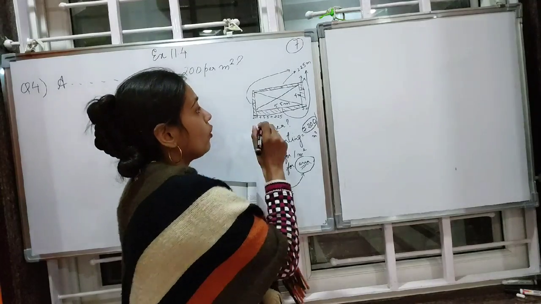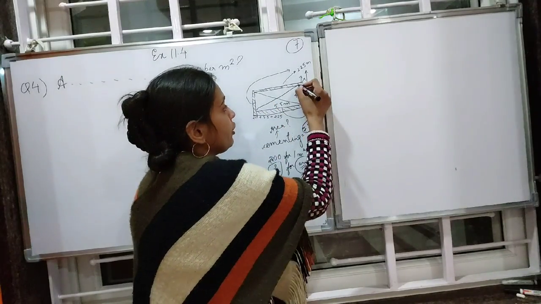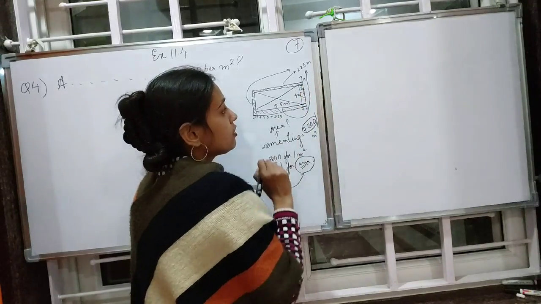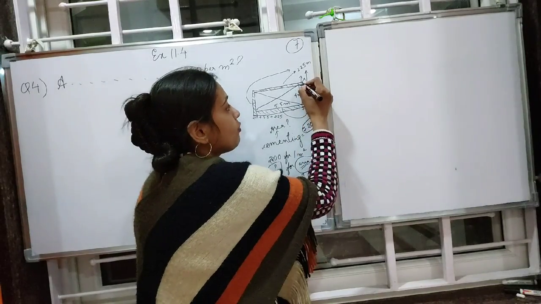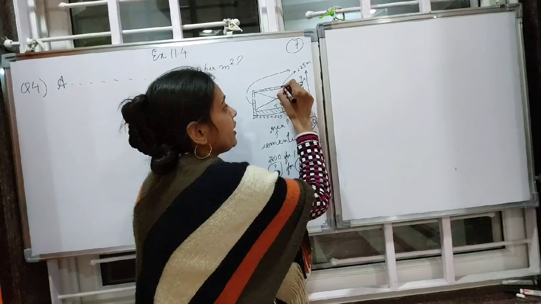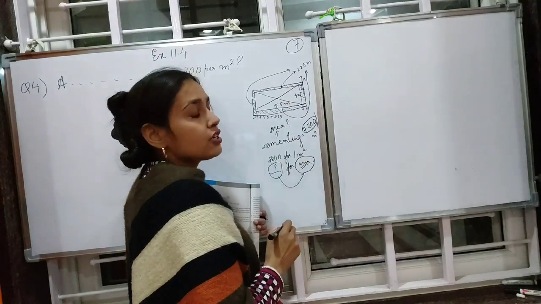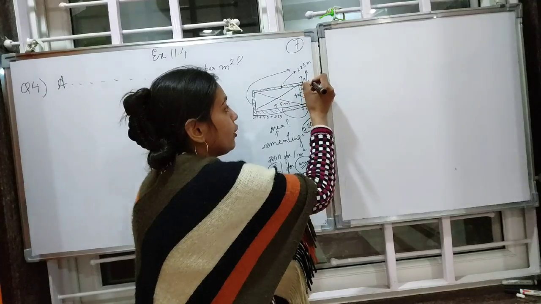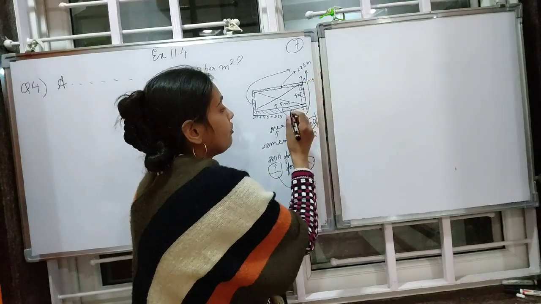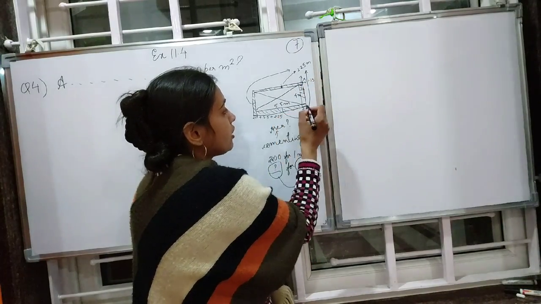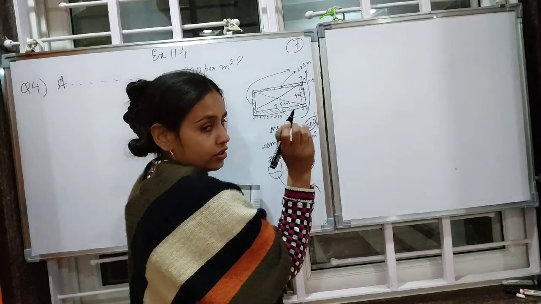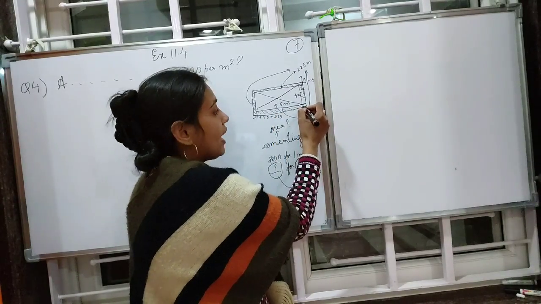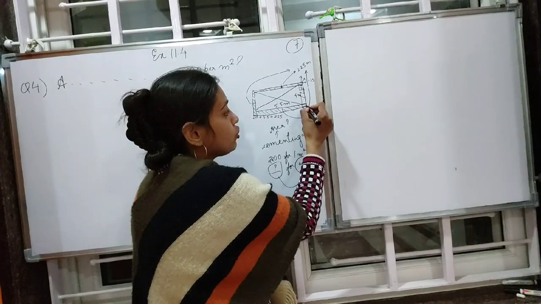Now going to the breadth. We know this much distance is 4 meters. Correct? And this much is how much? This much we have already discussed that it is 2.25 meters. And we have also discussed that this much distance is 2.25. That means this is also 2.25.